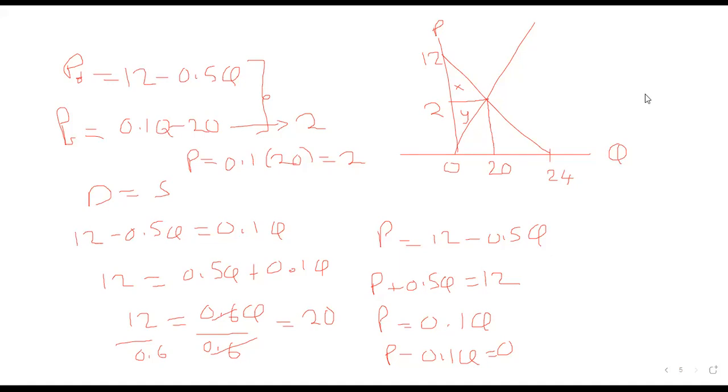So how do you find the consumer surplus? X is equal to half times what? This is 20. The height is what? 12 minus 2, that is 10. So half times 20 times 10, we get 100. How about for Y? Half times 20 times what? Times 2. We get 20. Then the total surplus will be 120.